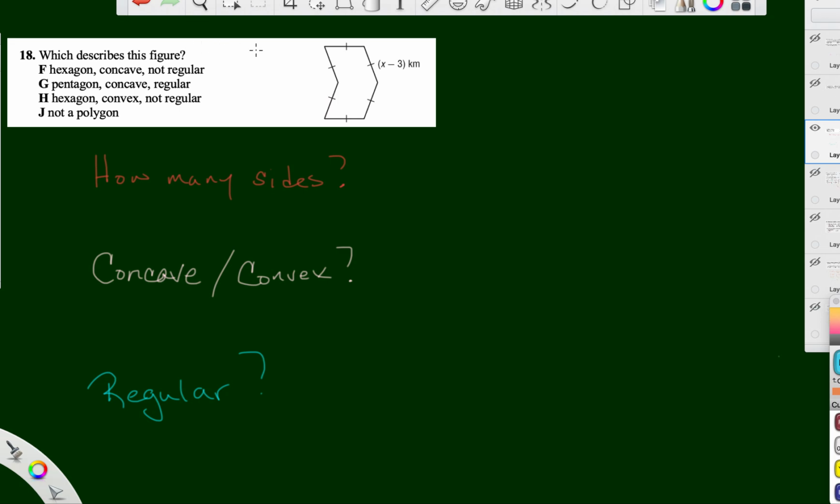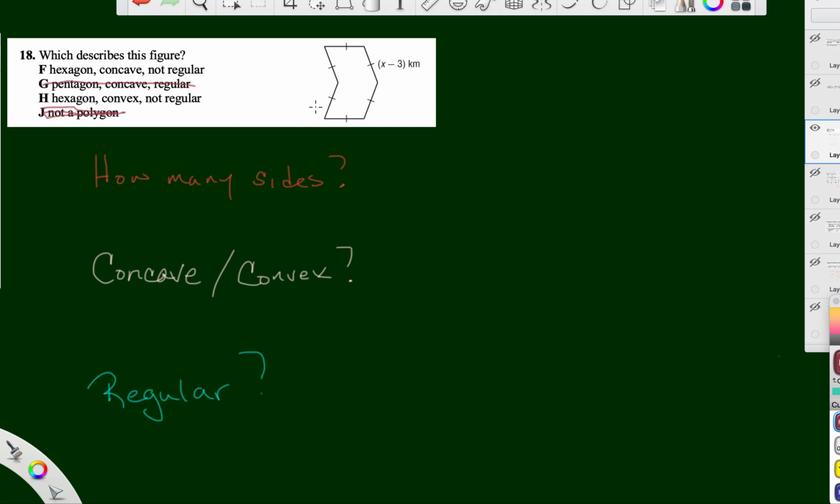What describes this figure? First of all, it's trying to figure out how many sides it has. You see that it has nothing but sides, doesn't have any curved edges, so we can automatically get rid of J. It is a polygon. Okay? So J's gone. We can get rid of the next one if we just count the sides. 1, 2, 3, 4, 5, and 6. So it's a hexagon. Therefore, G is gone. It's not a pentagon, it's a hexagon.